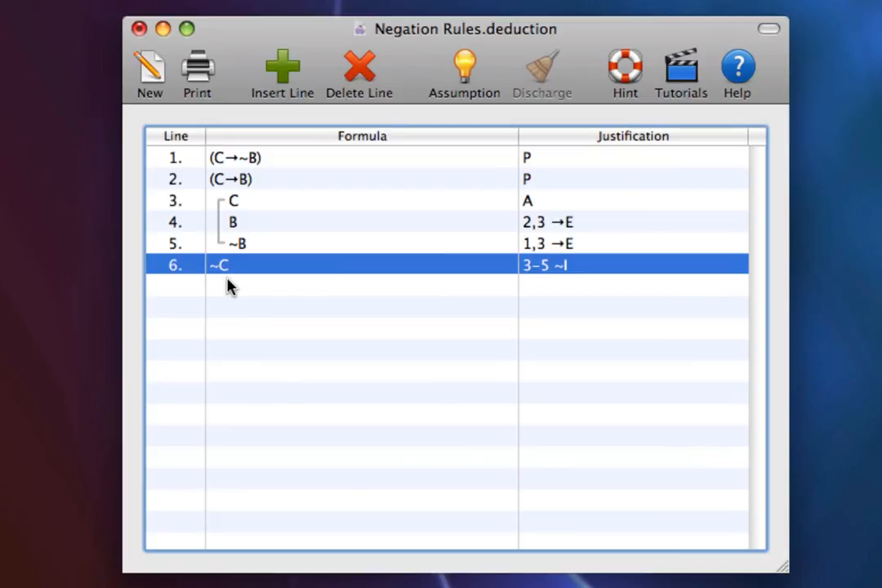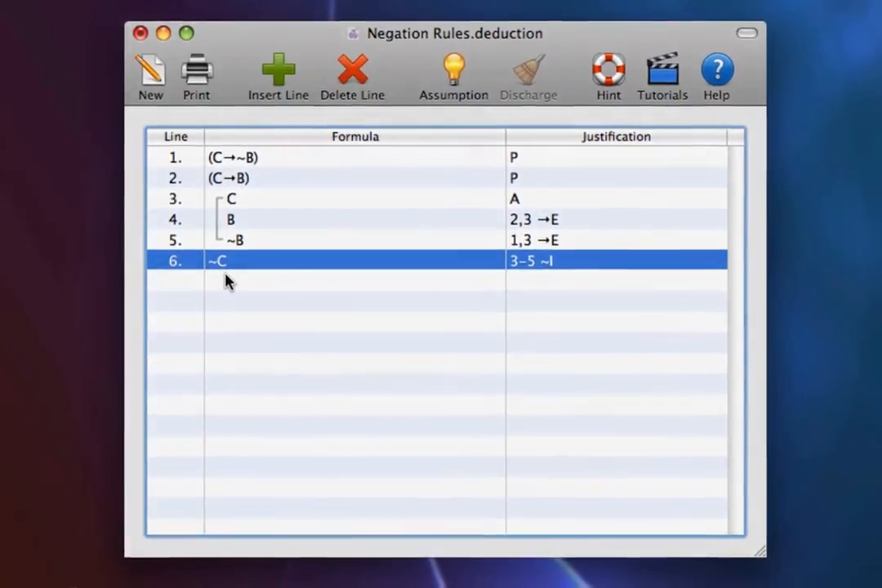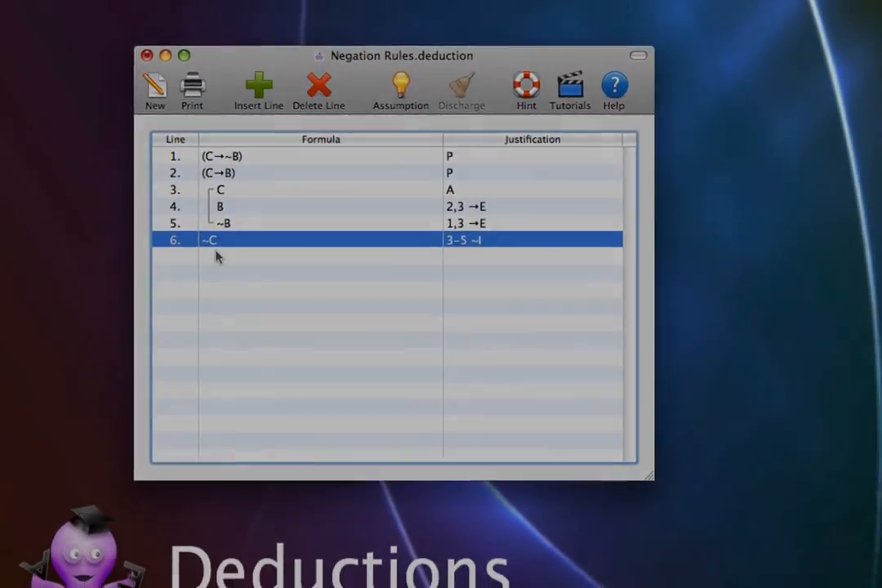In sum, if you make an assumption that leads to a contradiction, you are entitled to infer the negation of that assumption. Negation elimination works the same way, except that instead of assuming a formula, getting a contradiction, and asserting its negation, you assume a negated formula, get a contradiction, and assert your assumption less the leading negation. So, instead of assuming A and getting a contradiction and asserting not A, you assume not A, get a contradiction, and assert A. And that's how negation introduction and negation elimination work.